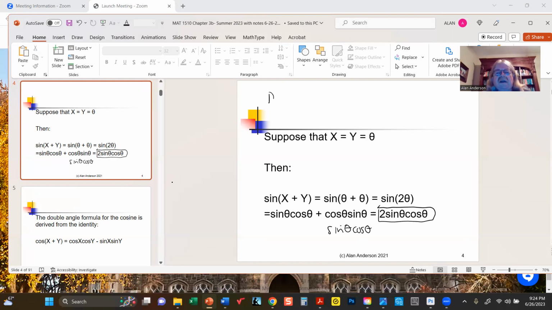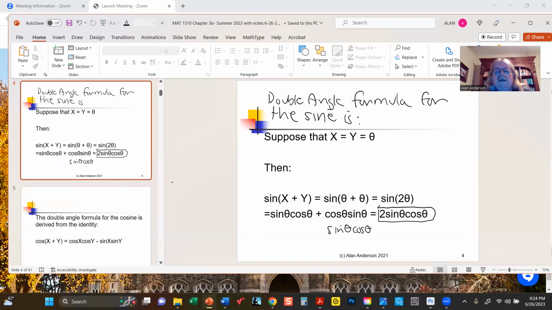We said that the double angle formula for the sine is, and then that is the formula: sine 2 theta equals 2 sine theta cosine theta.